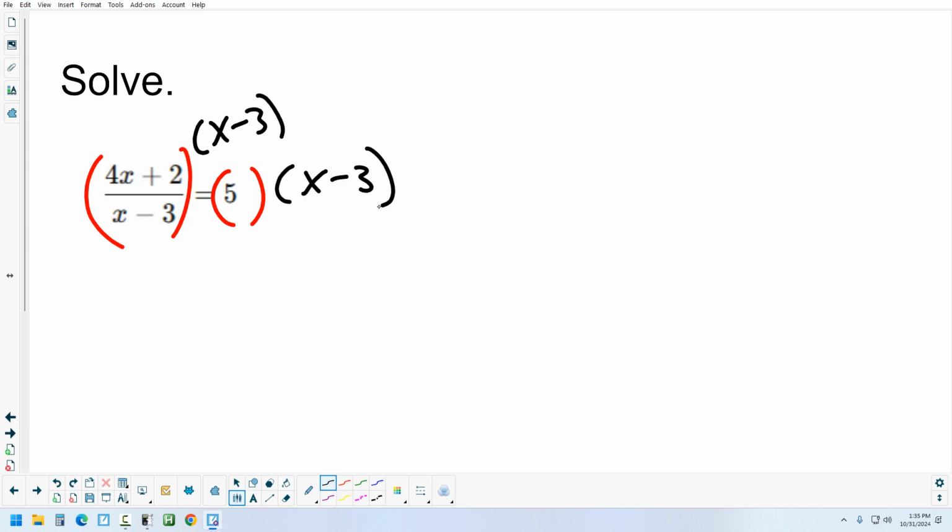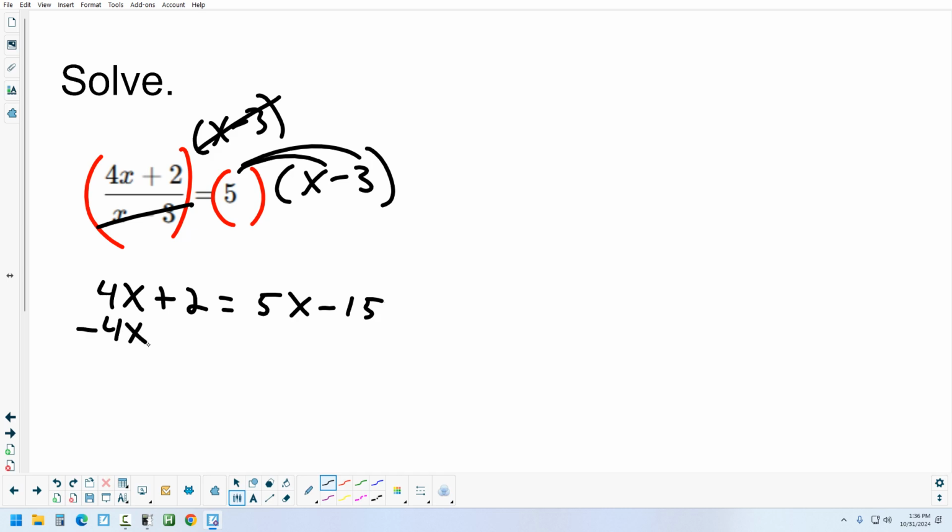5x minus 15. So let's start with the left. What happens there? Those cancel out. And what are you left with on the left side? 4x plus 2. And now the right side, just be careful, it is distributive. 5x minus 15. And now we just get x by itself. How would we bring all the x's over to the right side? Minus 4x. 4x minus 4x is gone. What's 5x minus 4x? 1x.